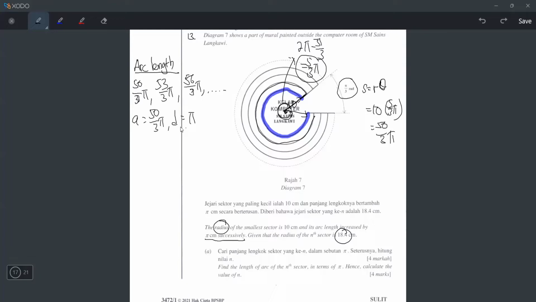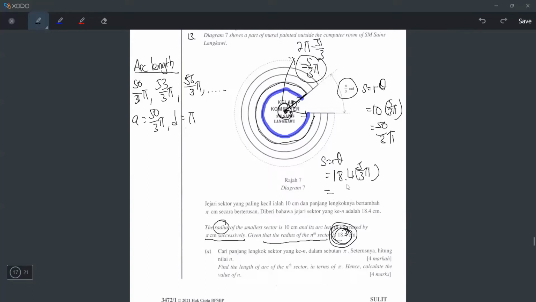All right. And then what else? The radius of the nth sector is 18.4. So there is one sector. The radius is 18.4, but I don't know which one. So what I can do is use the s equals r theta formula to find out the arc length for this radius. So 18.4 times theta. I already told you the theta never changes.